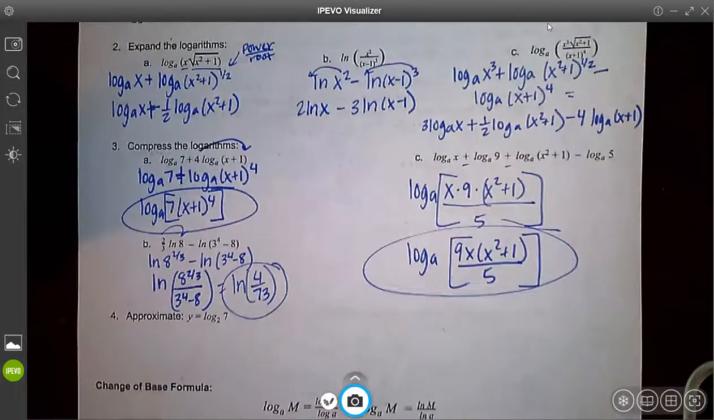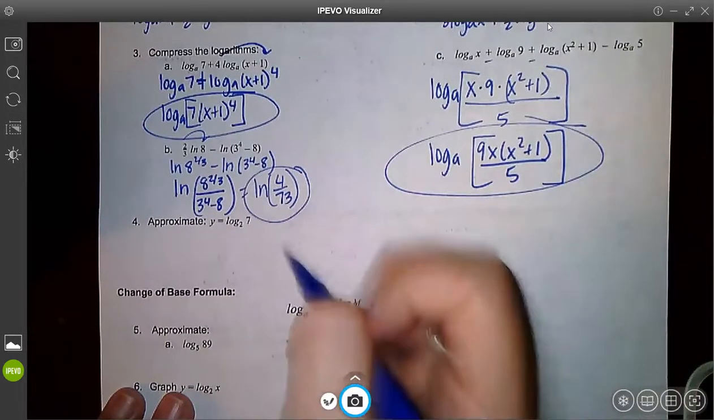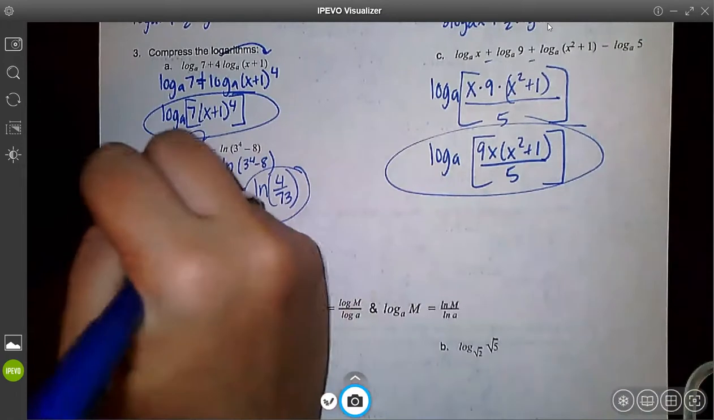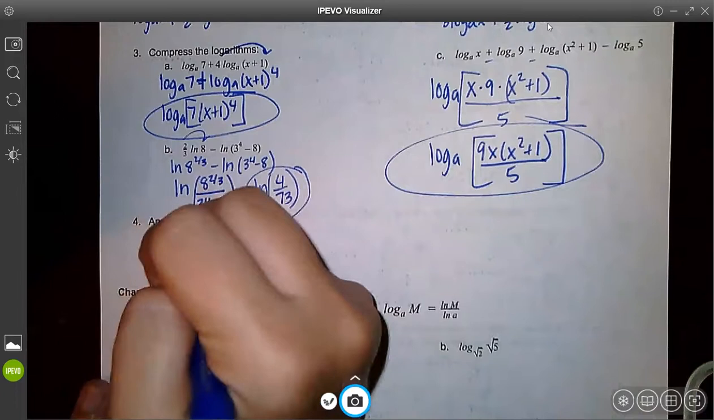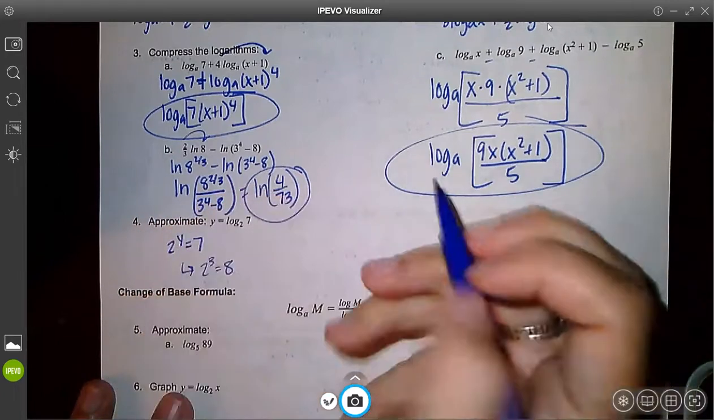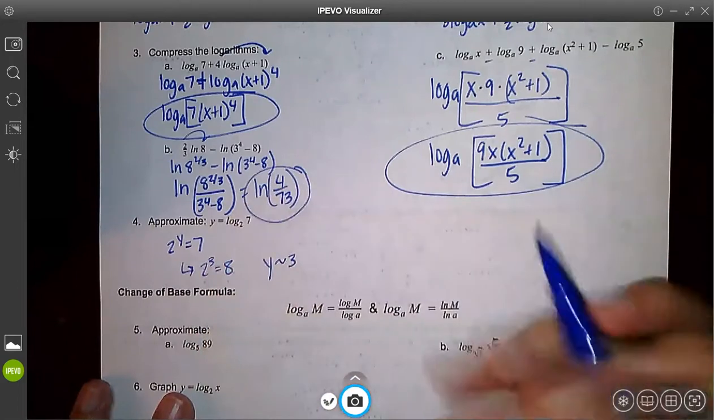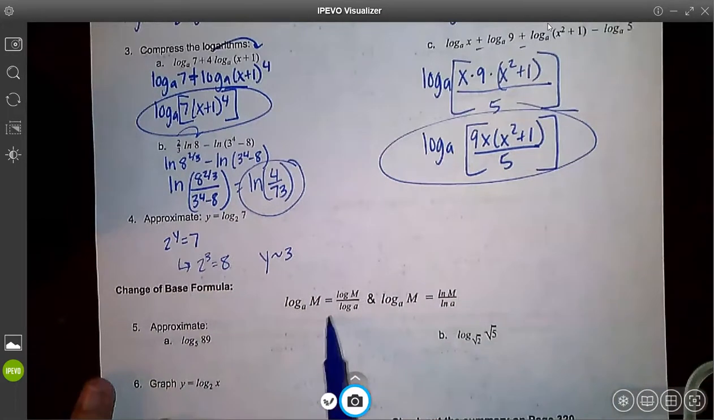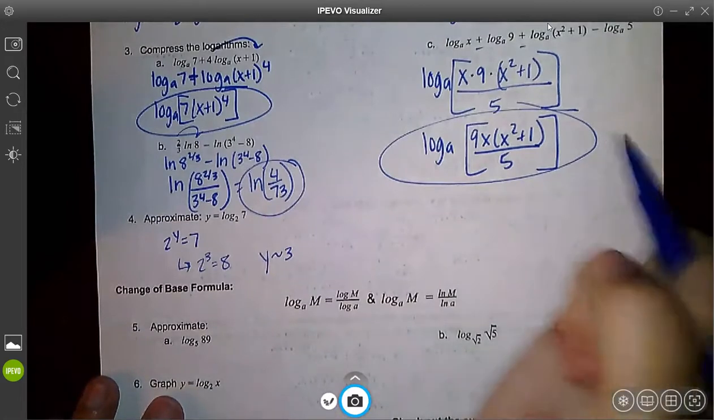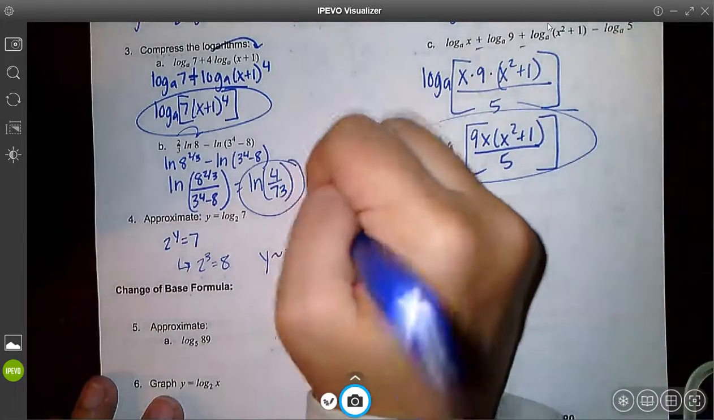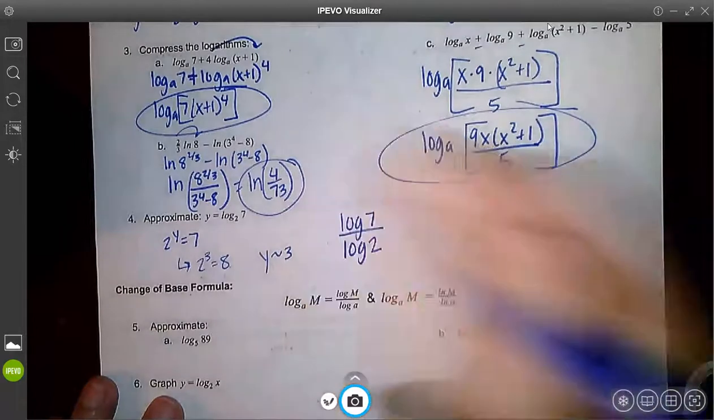To approximate, we're going to do this by hand. I'm going to convert this to exponential form: 2 to the y equals 7. Well, I know that 2 cubed is 8, so y is going to be about 3, a little bit less than 3. You can use the change of base formula, or log base on your calculator, to determine what y actually is. Log of 7 over log of 2.